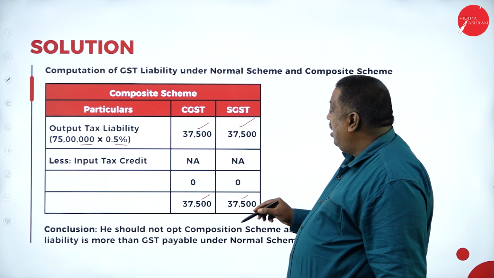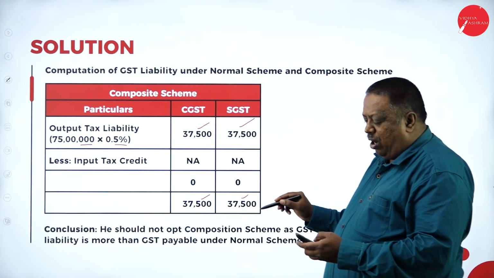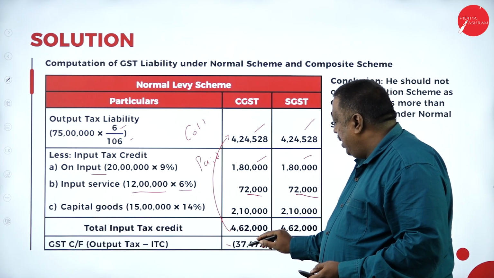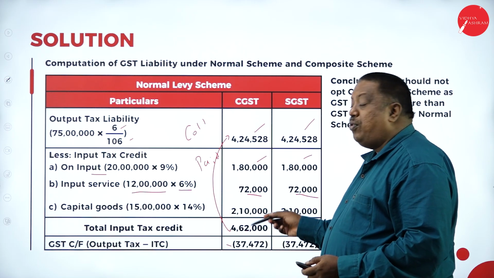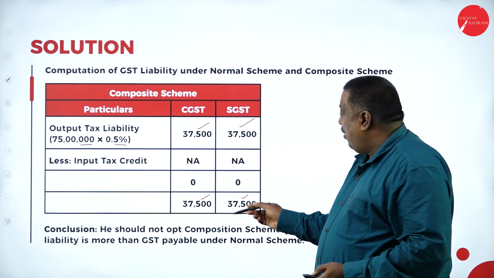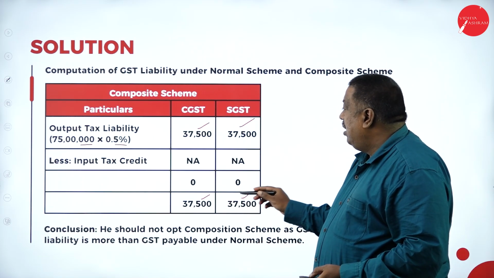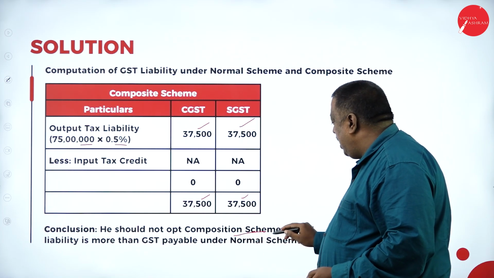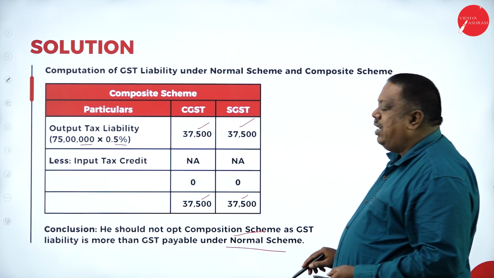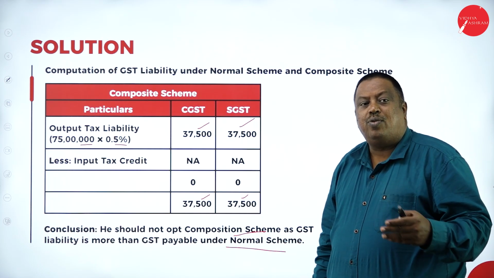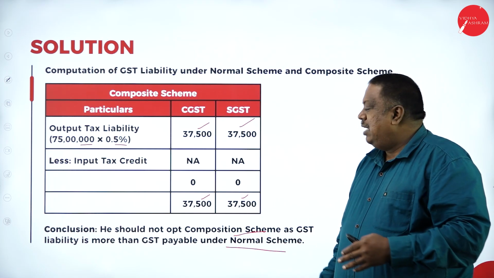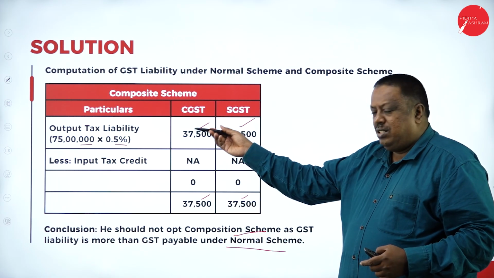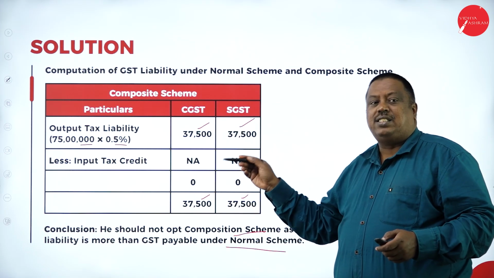Now, whether I have to opt this scheme or normal scheme. Here I'm getting the benefit of 37,472, but here I have to pay tax 37,500. So now instead of opting composition scheme, I'll go for normal scheme only, where the benefits are more for me in the normal scheme when compared to composition scheme in this situation.